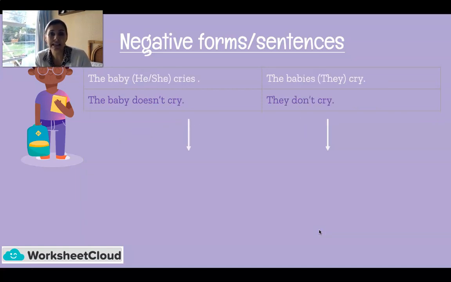Right, another one here. So the baby, he or she cries. Now when I say they don't, the baby doesn't cry. So there's your S in your singular subject in the contraction. And then they don't cry. There's your plural. So it's already plural. They don't cry. No need to have an S. So just remember, there are your rules. So when it's a singular subject, you use doesn't. And when it's a plural subject, you use the word don't.